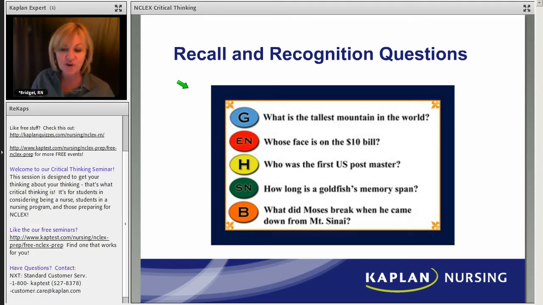It's called Trivial Pursuit. And with Trivial Pursuit, it was just a bunch of cards, and if you landed on the green square, I would have to ask you a question that's on the card. So if you landed on the green square, I'd have to ask you, how long is a goldfish's memory span? Now, that's something you probably don't know.